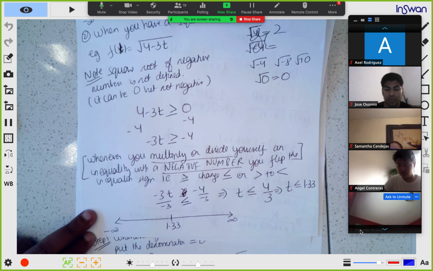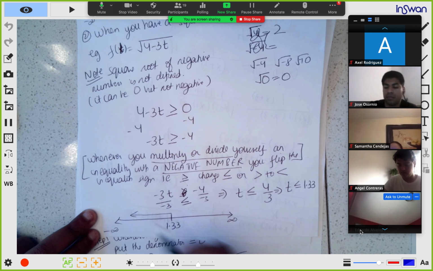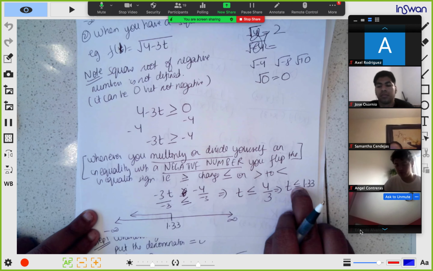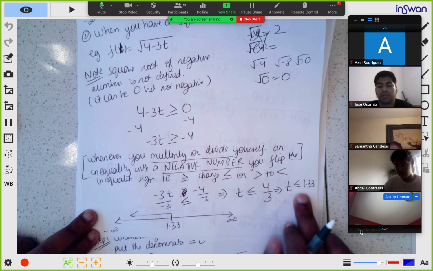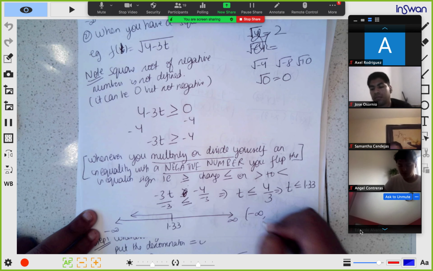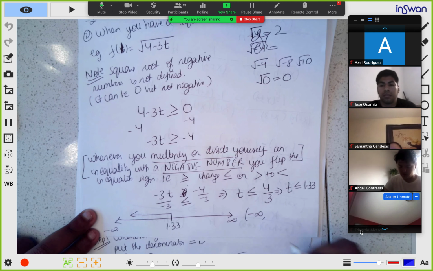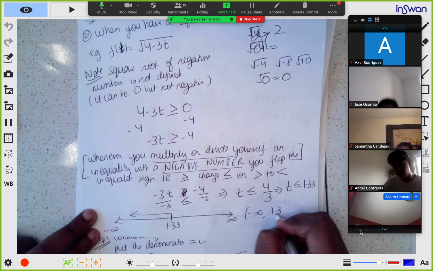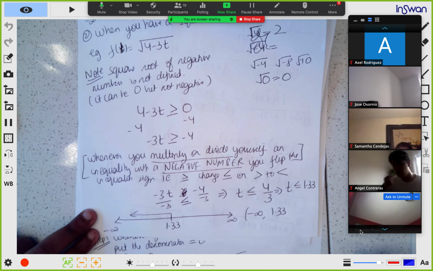So all the values which are less than this, they are talking about this side, including this number, note there is an equal to sign here, including this number. So it will be negative infinity to 1.33, but at 1.33 your bracket will be the square bracket. Square bracket means this number is included. If I don't put a square bracket, that means this number is not included.